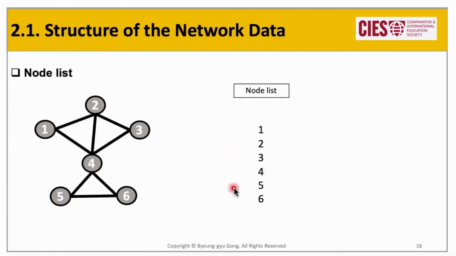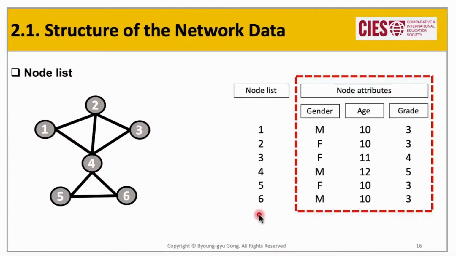The major role of the node list is giving attributes to each vertex almost limitlessly. For instance, each node in this node list can have gender, age, and grade as its node attributes. Such information in the node attributes takes a critical role in visualizing the network, giving different color and size to each vertex depending on the node attributes.